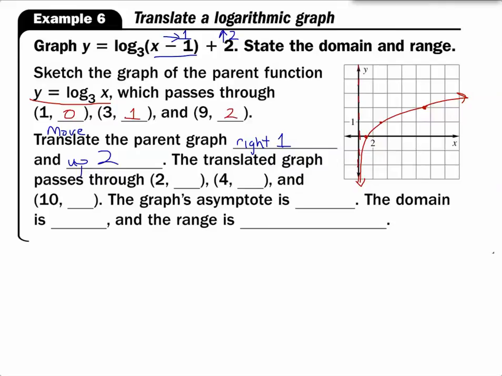Let's see here. If you go right 1, you had 1, 0, and you moved right 1, you got to 2. You had 0, you go up 2, goes to 2. 2, 2. 4, 3. And it's going to be 9, 4. Excuse me, 10, 4. So at the point 2, 2, got the point 3, 3. I'm sorry, 4, 3. And the point 10, 4.